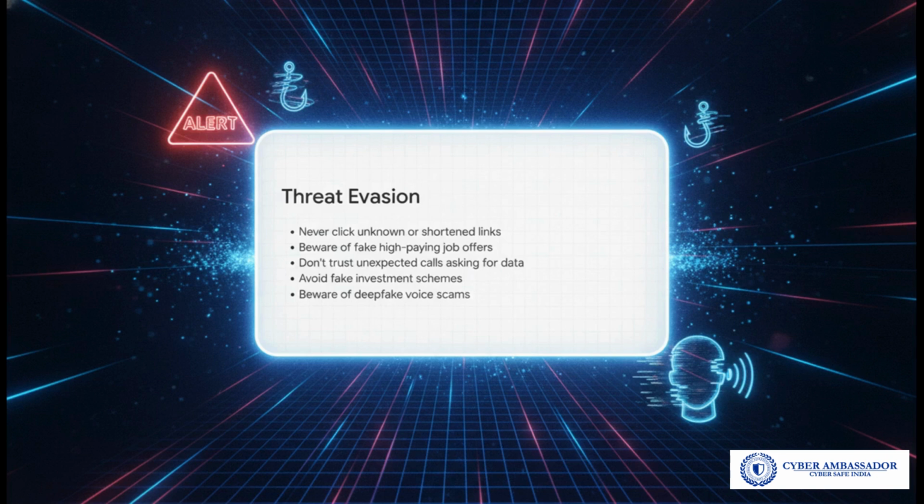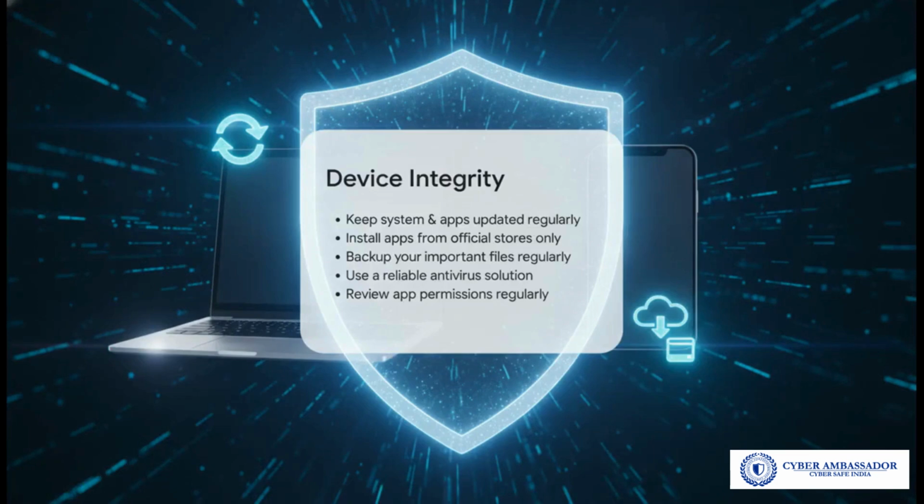Do not trust unexpected phone calls asking for personal data, and be highly vigilant about emerging threats like deepfake voice scams, where AI is literally used to mimic the voice of a colleague or a loved one in distress. Defending your hardware is just as important. You have got to keep your system and your applications constantly updated. Those updates contain vital security patches. Trust only official app stores for your software to avoid malware.